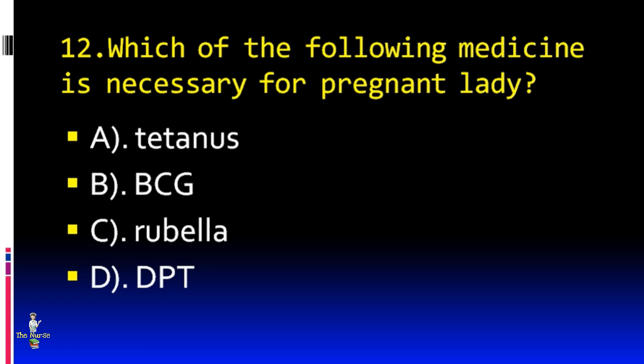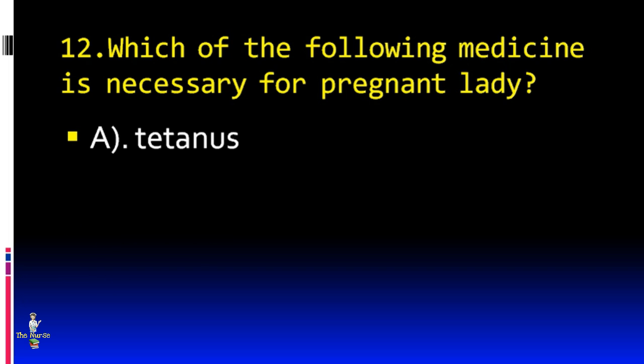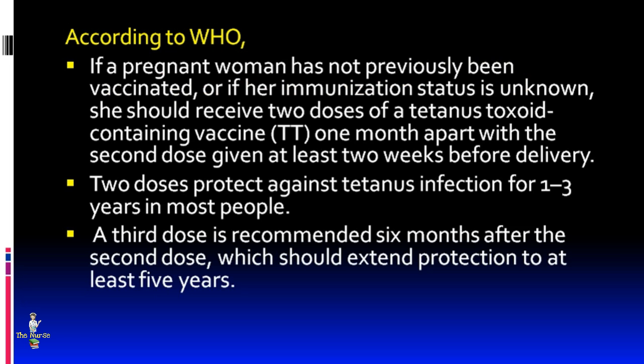Which of the following medicine is necessary for pregnant lady? Tetanus, BCG, rubella, DPT. Correct answer is tetanus. According to WHO, if a pregnant woman has not previously been vaccinated or if her immunization status is unknown, she should receive 2 doses of a tetanus toxoid containing vaccine or TT 1 month apart with the second dose given at least 2 weeks before delivery.